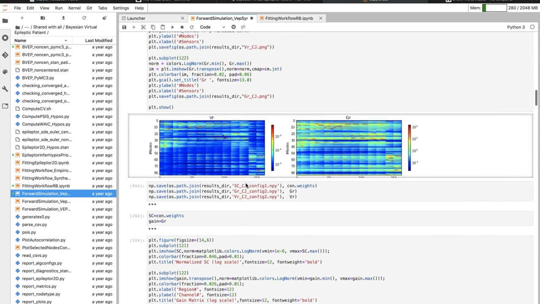Here is a representation of two types of gain matrices. The first was computed from the equation I've shown you. So this type of matrix is based on the distance, but also on the orientations. The other one was computed differently and was based only on the distance.